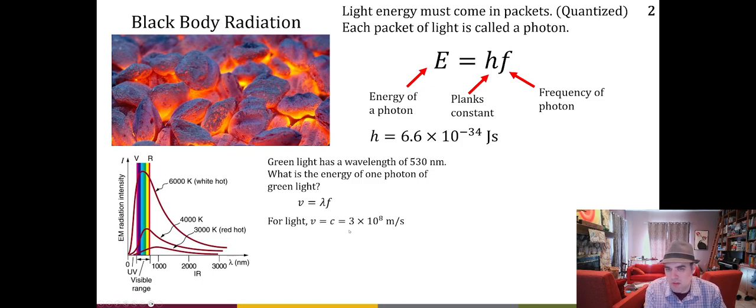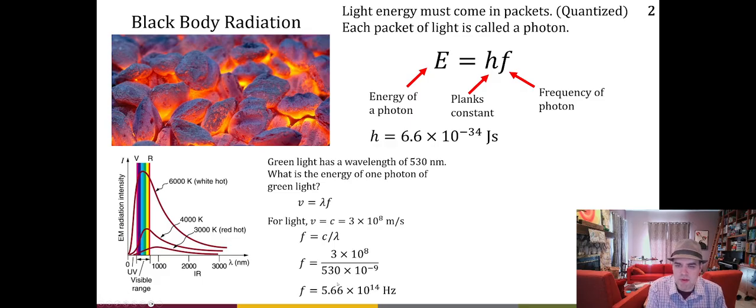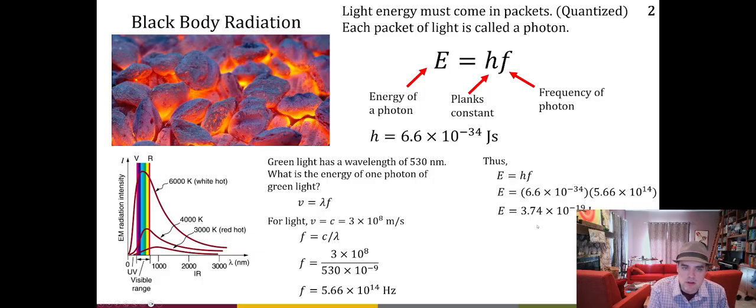Now for light, we know that the speed of light is 3 times 10 to the 8th meters per second. So we can plug that in and solve for frequency, and we arrive at a frequency of 5.66 times 10 to the 14th hertz. So now that we have the frequency of light, we can plug it into our energy equation here. E equals hf, and we plug in our values, Planck's constant here, and then the frequency we calculated, and we arrive at this value for the energy of one photon of green light, 3.74 times 10 to the negative 19th joules.